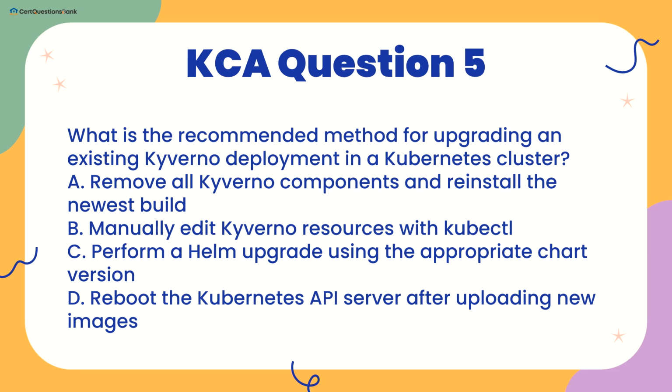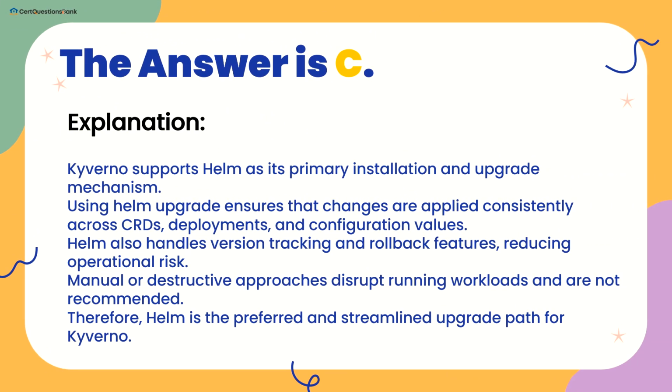What is the recommended method for upgrading an existing Kyverno deployment in a Kubernetes cluster? A. Remove all Kyverno components and reinstall the newest build. B. Manually edit Kyverno resources with kubectl. C. Perform a Helm upgrade using the appropriate chart version. D. Reboot the Kubernetes API server after uploading new images. The answer is C.